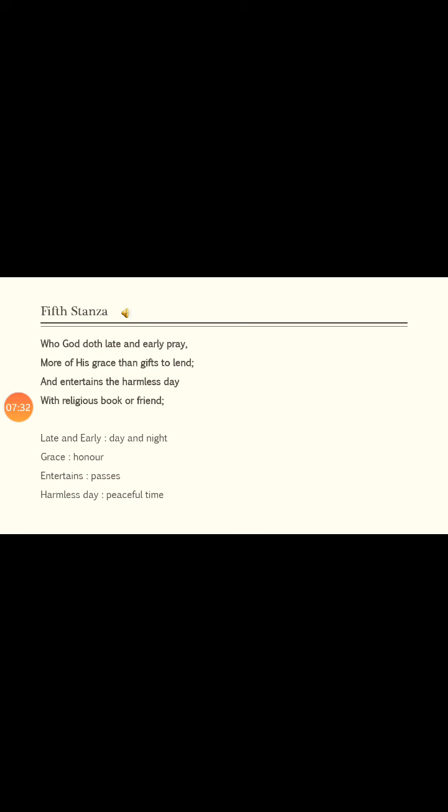He does not pray for worldly wealth. He does not pray for greed, for wishes. He prays to God for the grace of God. His life is peaceful. He passes his peaceful time in the company of some good friends or by reading some religious books. His humble nature makes him a successful man, a complete and happy person.